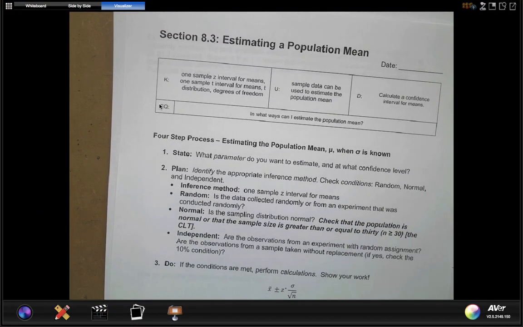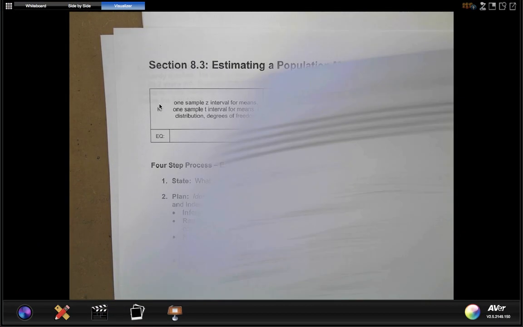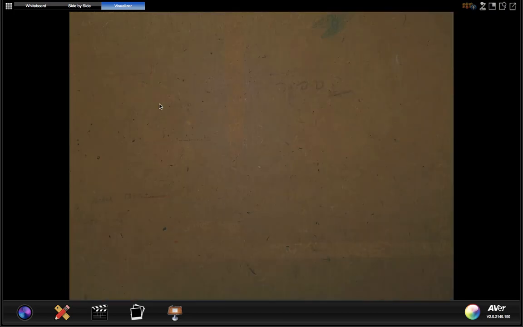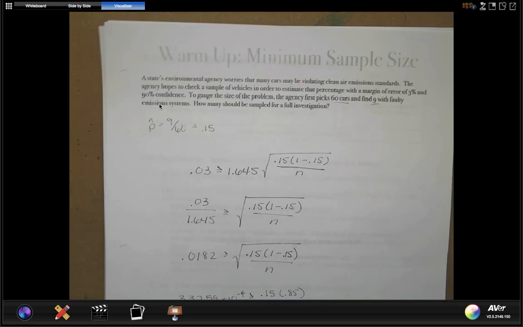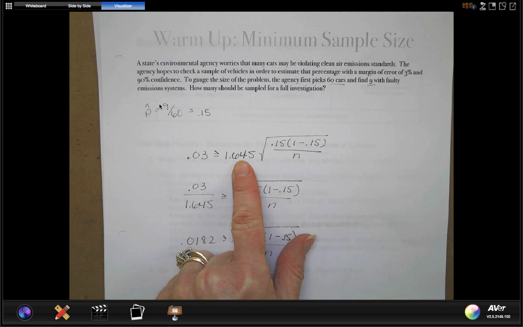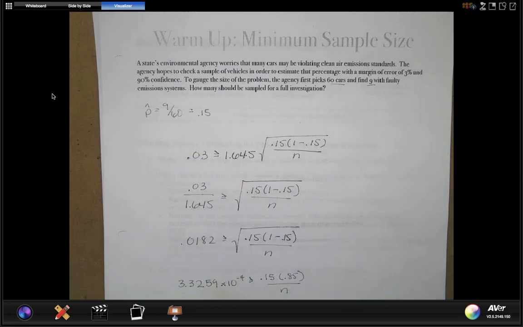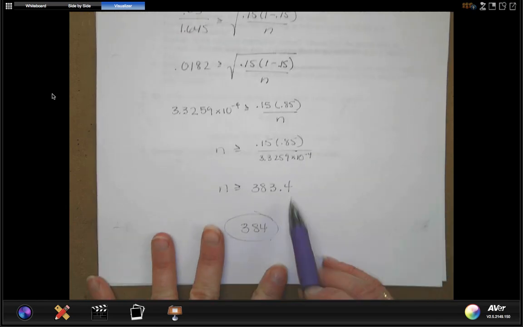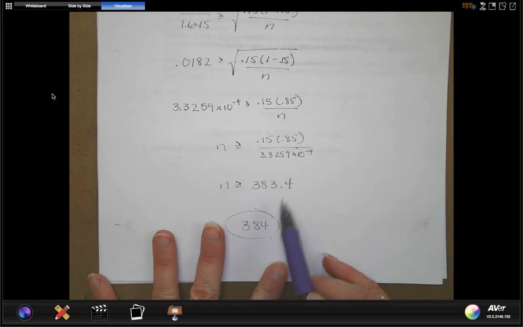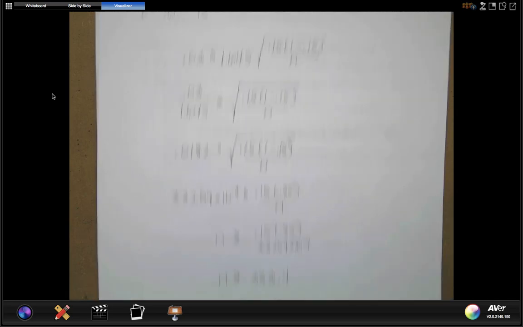Okay, so your warm-up, don't ask me why, I showed a lot of work here. There's your critical value. Don't forget, I always round it to 3 decimal places to get a more accurate answer. Don't forget you always round up, so I end up with 384, okay?